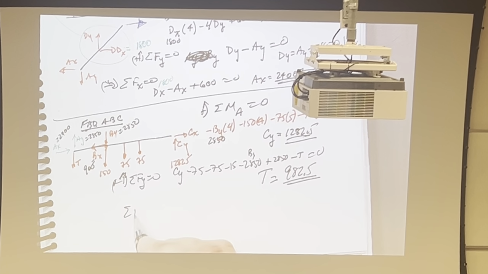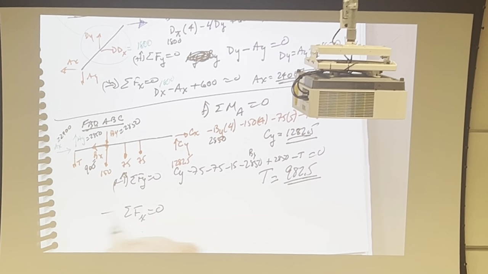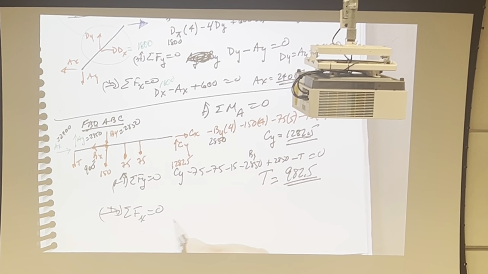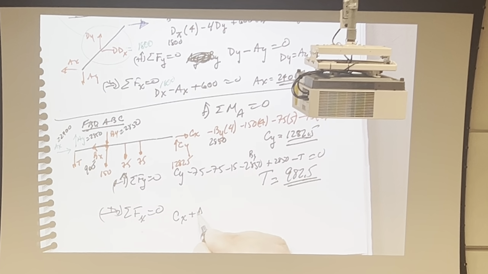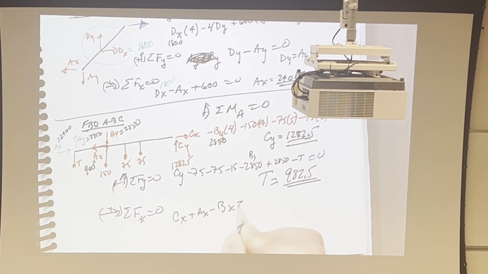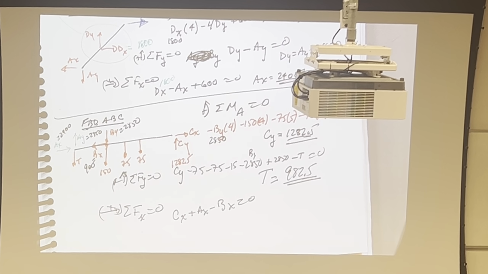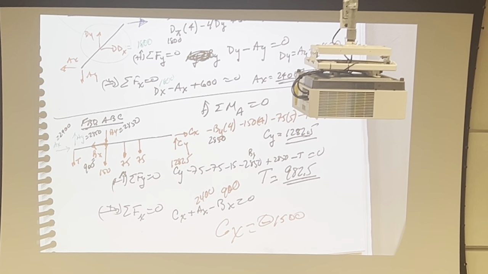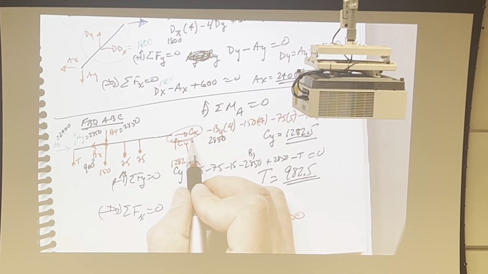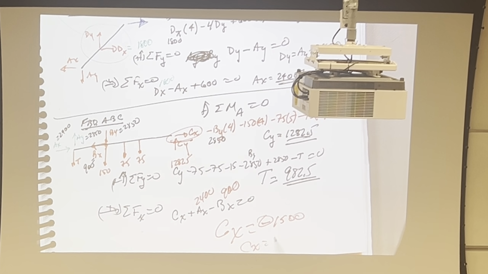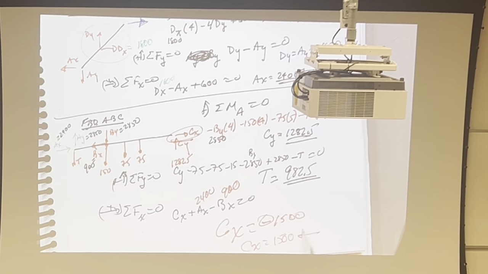And then, sum of forces in the x equals 0, positive to the right, CX plus AX minus BX equals 0. We already know this is 2400, BX is 900, CX comes out, minus 1500. What's a minus sign say? Hey, you goofed on this. CX is really 1500 going that way.